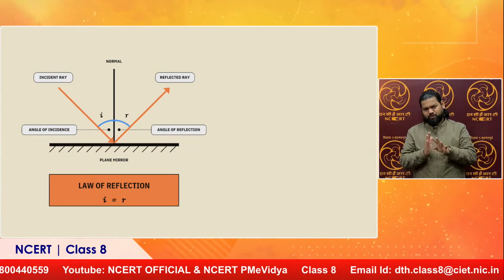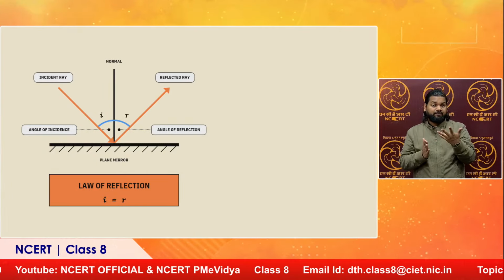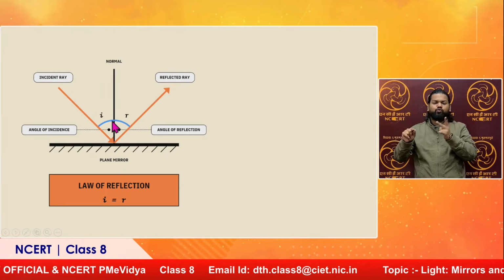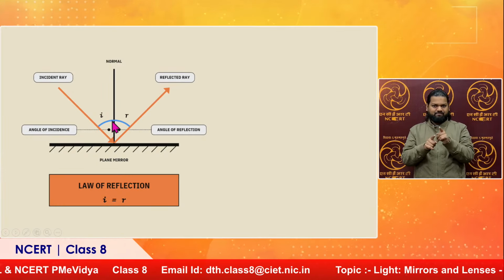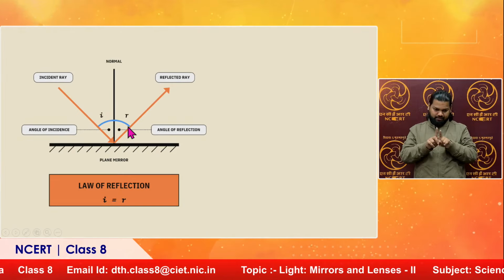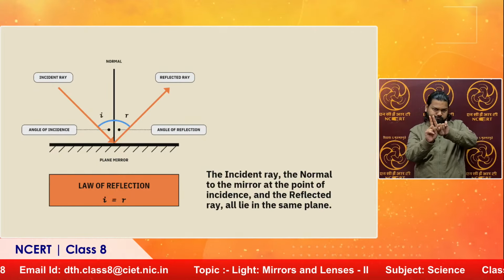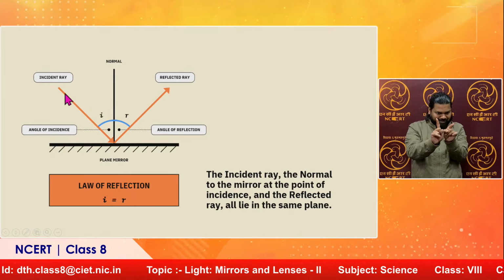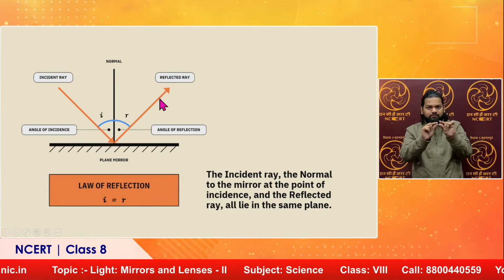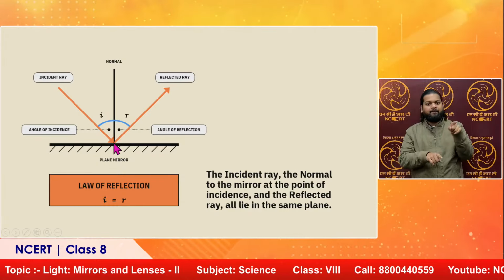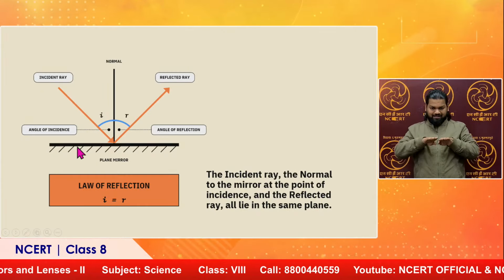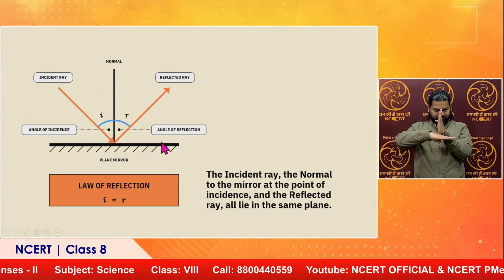So the first law says that the angle of incidence is equal to the angle of reflection. Whatever angle is formed here, the same angle should be formed after the reflection. The second law states that the incident ray, the normal and the reflected ray at the point of incidence, yes, this is the point of incidence, they all lie in the same plane.